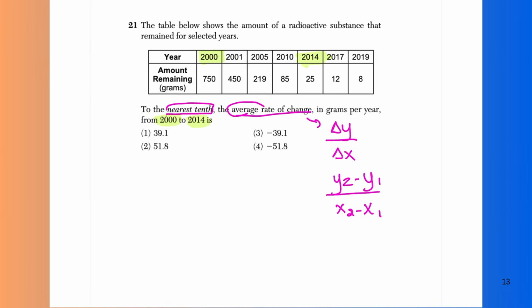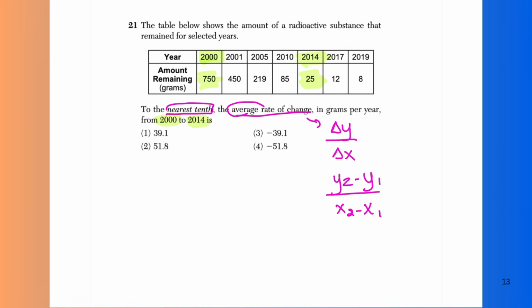And so all we have to do is find the corresponding y values, or in this context, the amount remaining in grams. So in the year 2000, there's 750 grams, and in the year 2014, there's 25 grams. And so we're going to think of those two highlighted pieces of data as the ordered pairs that we're going to use when we substitute into our rate of change formula.